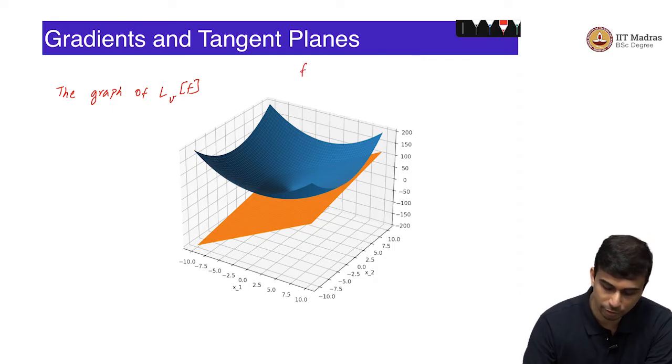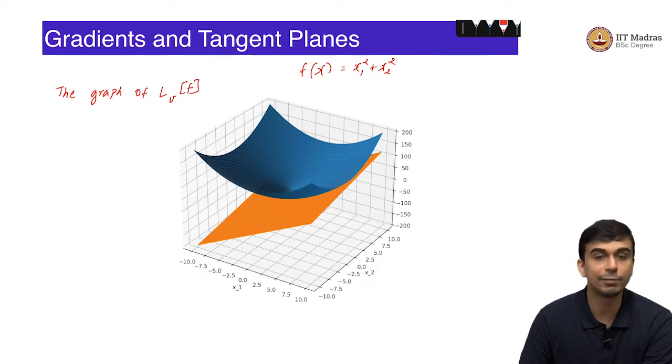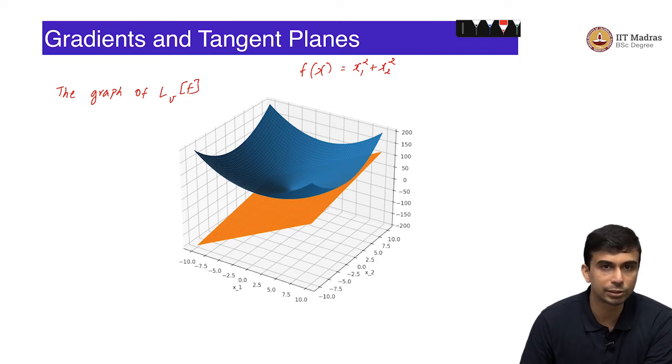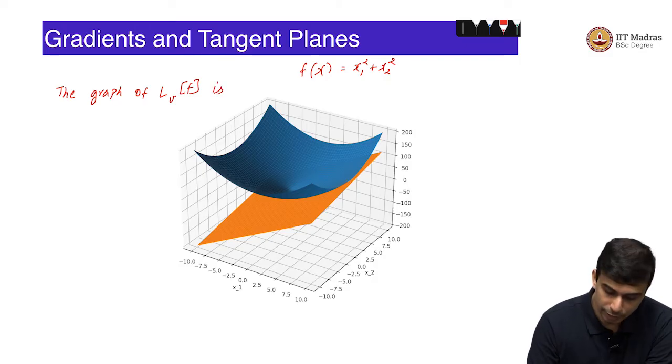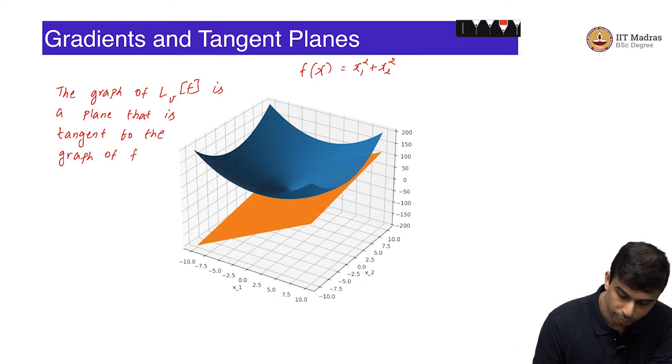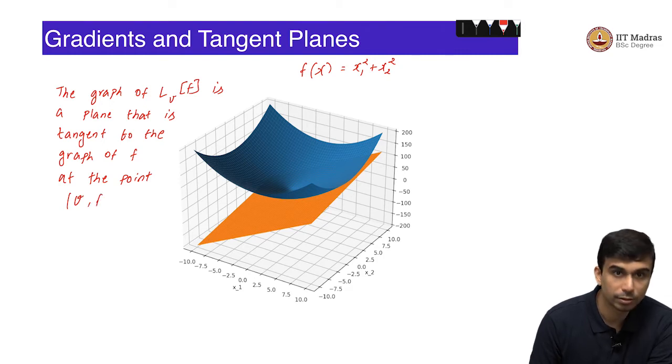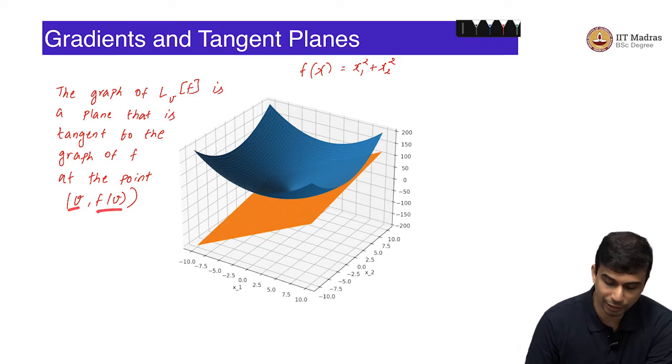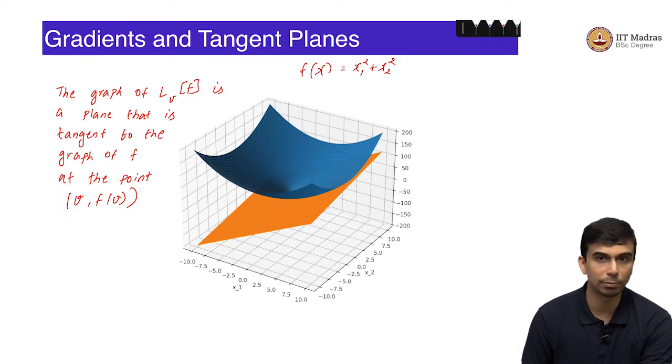Here you have a 3-dimensional plot of the function f of x is equal to x1 squared plus x2 squared. So, the graph of L_v of f is a plane, because L_v of f is a linear function, and the graph of linear functions correspond to planes. The graph of L_v of f is a plane that is tangent to the graph of f at the point v comma f of v. So, v is a d-dimensional vector and f of v is a scalar. So, this together is a d plus 1 dimensional vector.